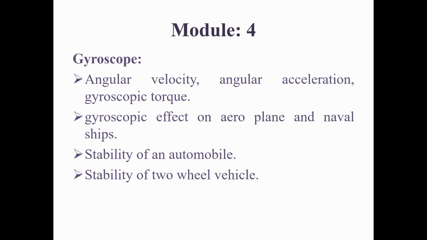In module 4, it is about the gyroscope. A gyroscope is an apparatus by which we can understand the gyroscopic effect during various motions.